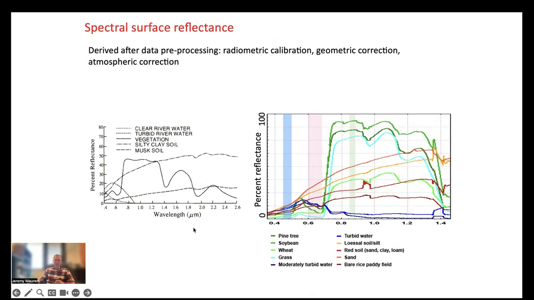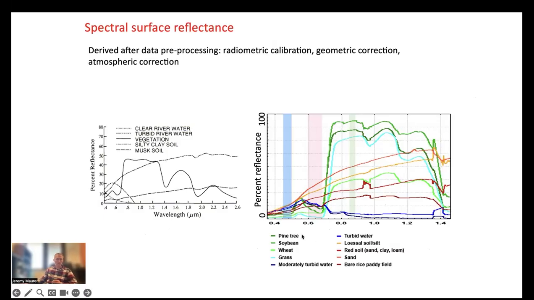So the example shown here is for plants, different types of plants, or bare soil or water. These are all going to be reflecting different amounts of light in different wavelengths. And so if we look at two different diagrams here, sorry, this one's a little hard to read, but basically these different lines show how much light is reflected, how much energy is reflected in each one of these wavelengths, from 100% reflected to 0%, all absorbed.